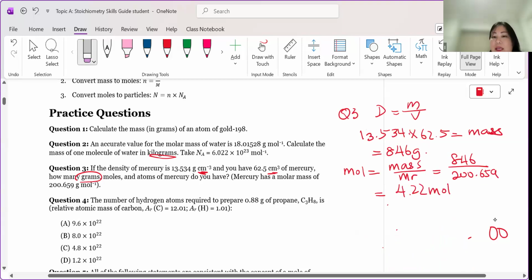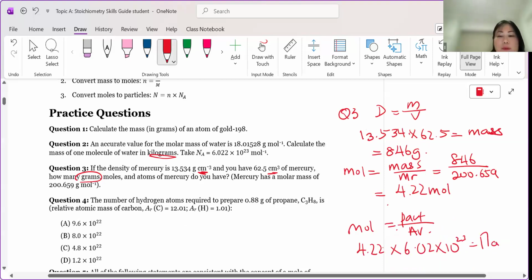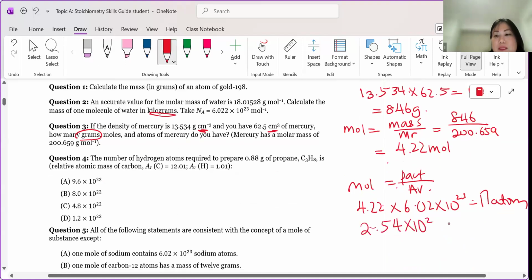So with 4.22 moles, they want to know how many particles. Remember just now we have a formula, number of moles is particles over Avogadro's constant. So moles will be 4.22. So we multiply by Avogadro's constant, then we'll get the number of particles, or number of atoms in this case. Particles refers to atoms. So if we press the calculator, 4.22 times the Avogadro's constant, you'll get about 2.54 times 10 to the power 24 atoms.